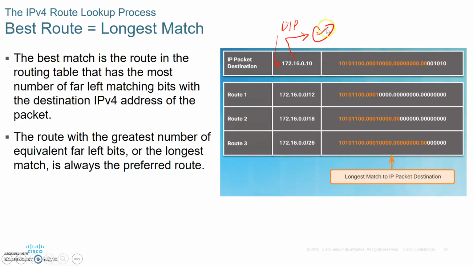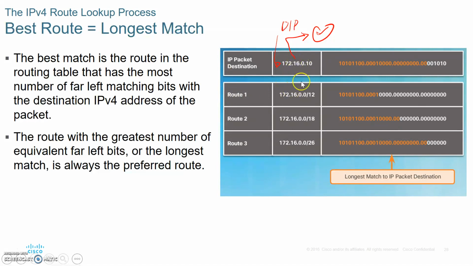Okay, and on the routing table, we have 3 routes. One is 172.16.0.0/16. We have 172.16.0.0/18 and 172.16.0.0/26. So which of the routes will the router use?